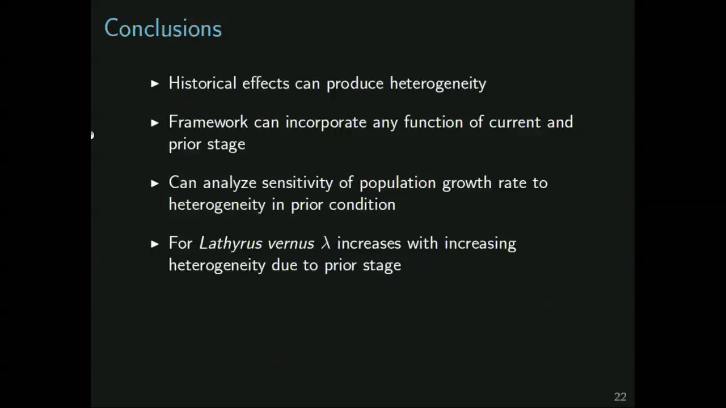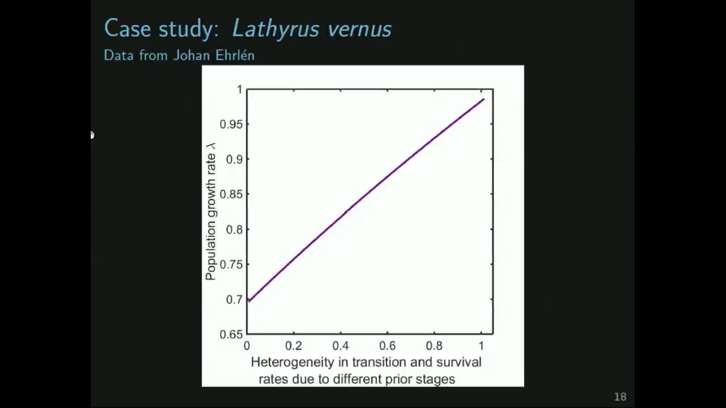We had at least one question on this side. Two, I think. So in your example, can you intuitively explain why the heterogeneity increases the population growth rate?